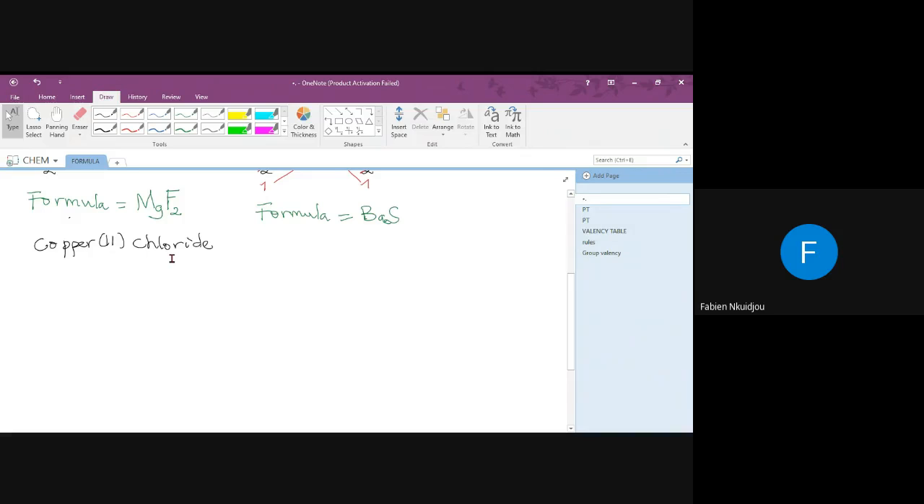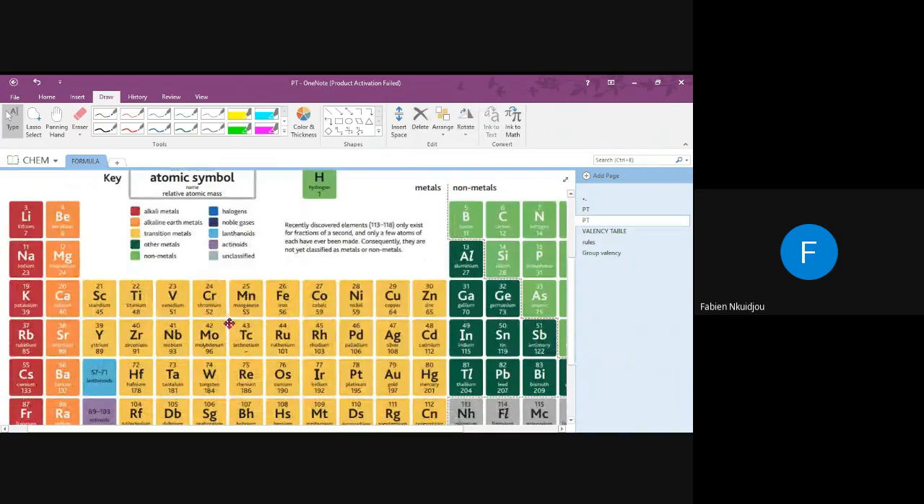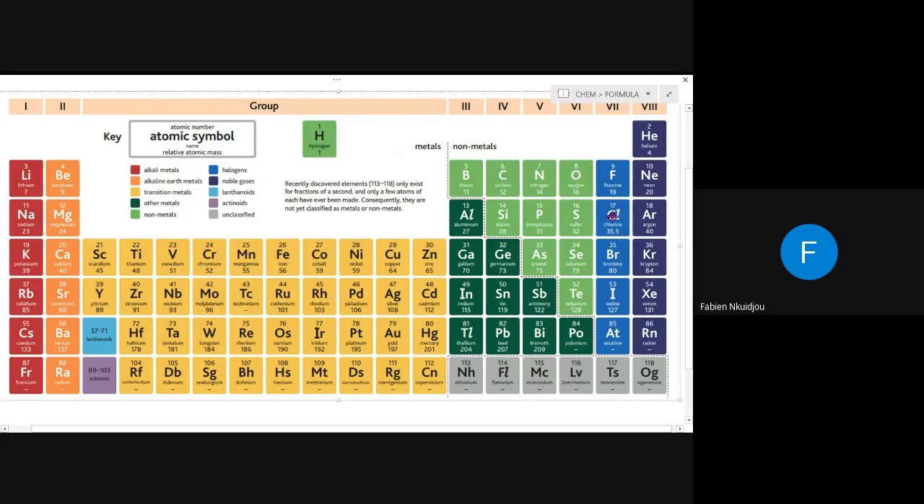So let's get to the periodic table to get the chemical symbol of each of the elements. So here we have our periodic table. This is the chemical symbol of copper, uppercase C and lowercase u. Let's get chlorine as well. Chlorine is in group 7. So that is the symbol for chlorine. What will be the valency of chlorine? It will, of course, be 8 minus 7, which is 1.